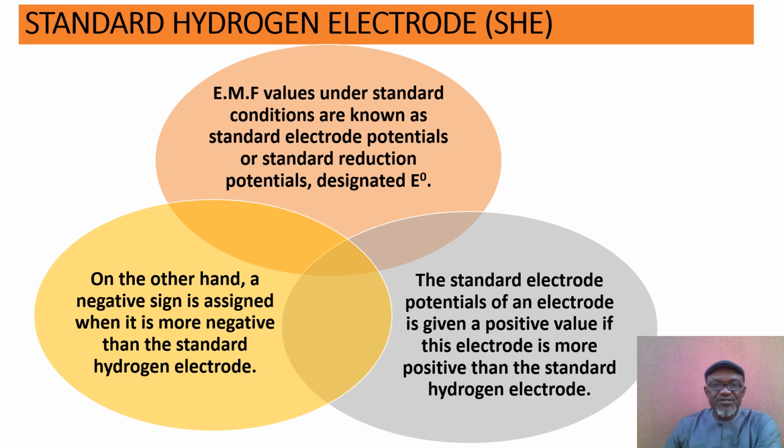So EMF values under standard conditions are known as standard electrode potentials or standard reduction potentials, and we designate them as E naught values. That's E superscript 0. That's what we mean by standard reduction or standard electrode potentials, standard reduction potentials. It means the same thing. The standard electrode potential of an electrode is given a positive value if this electrode is more positive than the standard hydrogen electrode. So if it is more positive, it is given a positive value. And on the other hand, a negative value is assigned when it is more negative than the standard hydrogen electrode. So you see, like I said in the activity series, you see those that have positive values that are more positive than the hydrogen electrode, and those that have negative values that are more negative than the hydrogen electrode. And the standard hydrogen electrode itself will be at the middle of 0.00 volts.